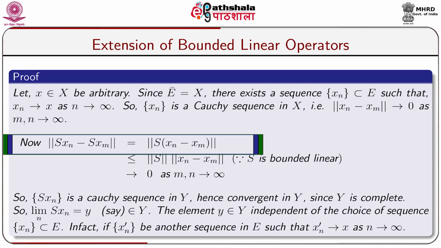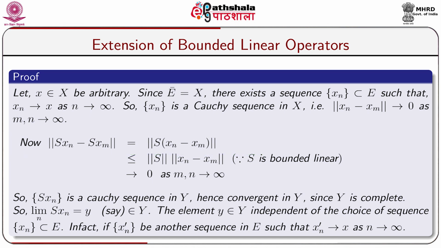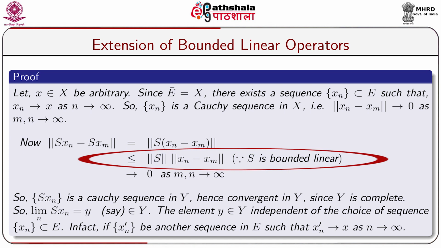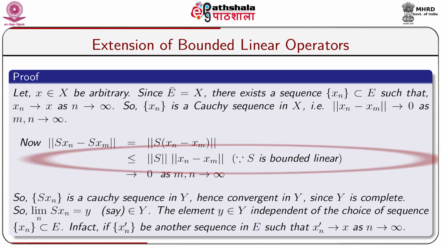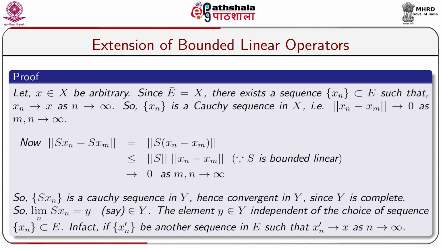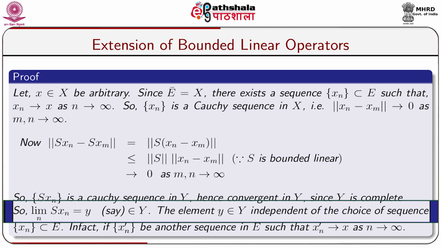Now, norm of Sxn minus Sxm equals norm of S(xn minus xm). As S is bounded, norm of S(xn minus xm) is less than or equal to norm S times norm of xn minus xm, which goes to 0 as n, m tend to infinity. So, Sxn is a Cauchy sequence in Y and hence convergent in Y since Y is complete. So, the limit of Sxn is equal to y, where y belongs to Y.